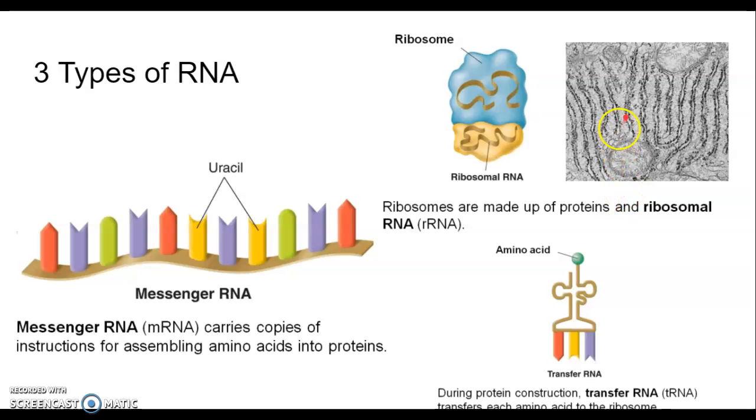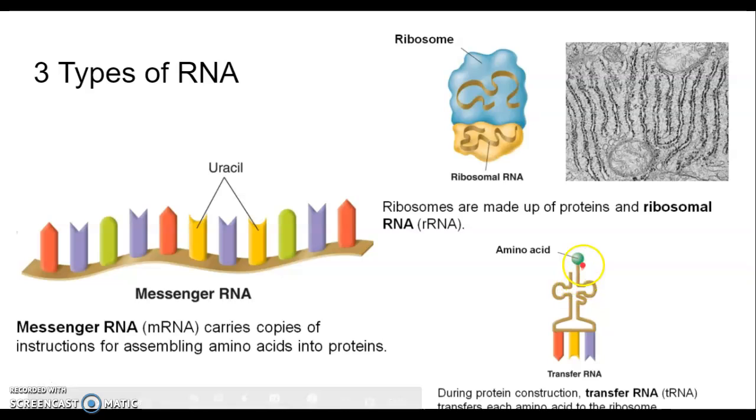Ribosomes, which we have just probably shown as dots on a paper up until now, are actually made up of ribosomal RNA, or rRNA. And they're usually strands of ribosomal RNA that are attached to each other and clumped together.